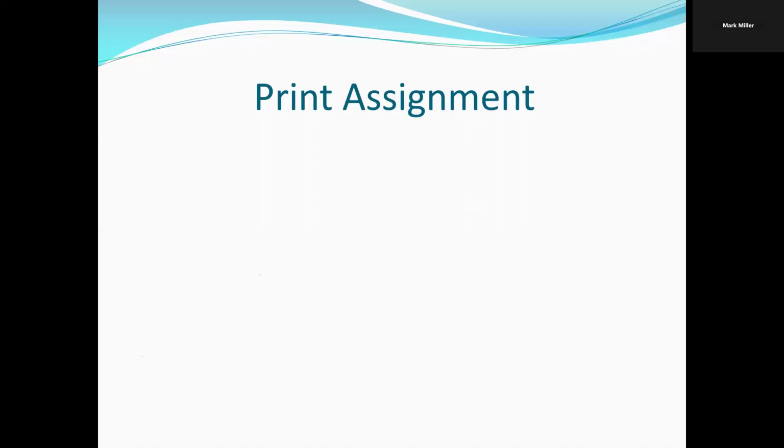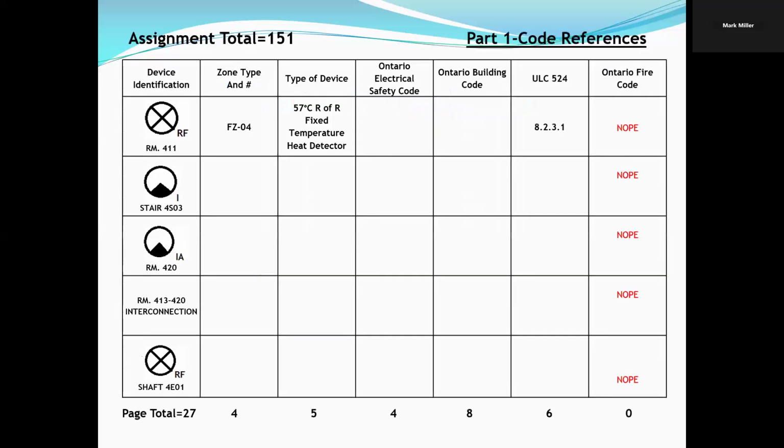So, we've got some drawings that we're referencing, and we have some stuff that we have to do on the drawings. So part one is code references. Right, so here is the code references, and we can see that the first part has already been filled in for us as a little bit of a helping hand. If we go to our drawings in room 411, there is that device. And we know what that device is because we can look at the legend.